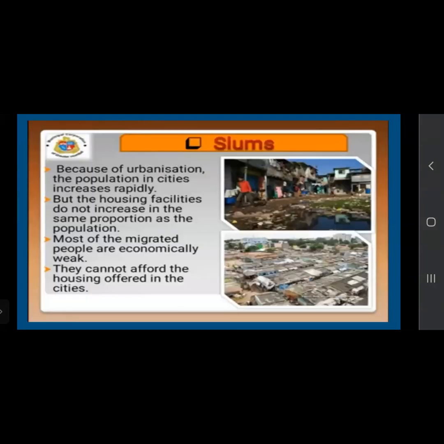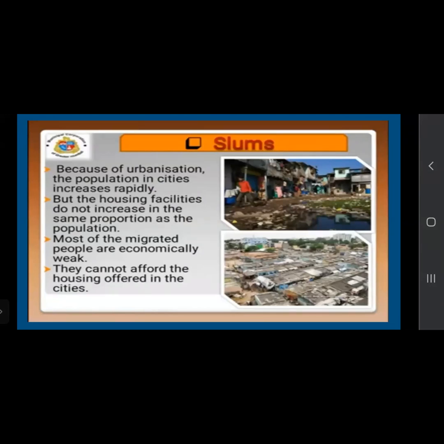Now, what are the problems? We have seen the advantages, the good things. What is good about urbanization? Those are the advantages of urbanization we are getting. Now we are going to see what the disadvantages, the problems of urbanization are that we are facing today. So the first one is the slum.